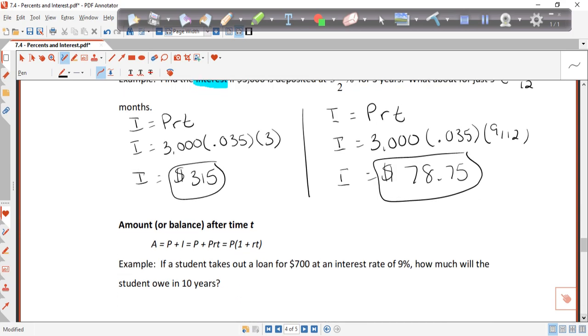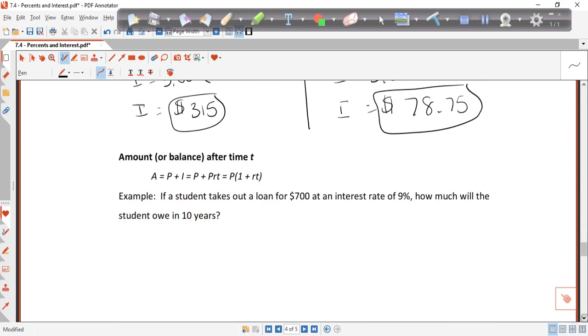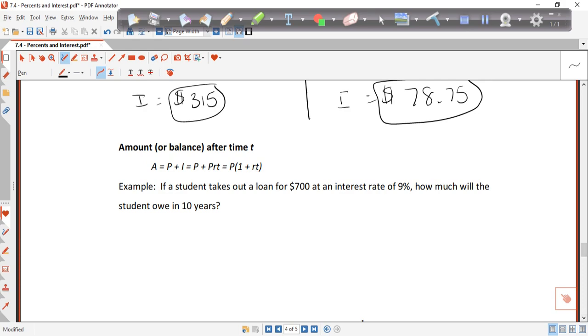Okay, the next is the amount or balance after time t. So this right here is just showing how the formula comes up. A equals principal plus interest. So you take your interest and add it to the principal.